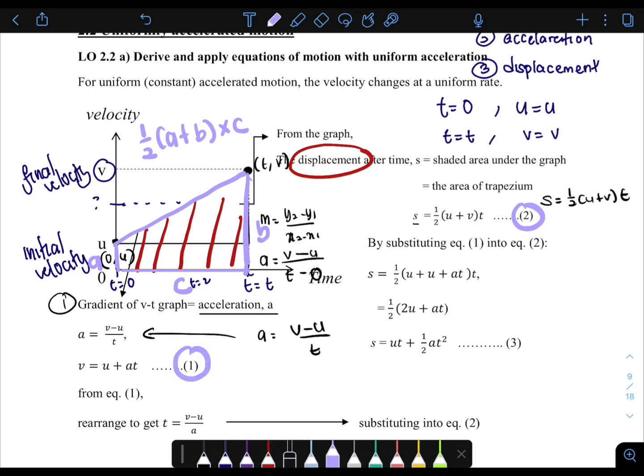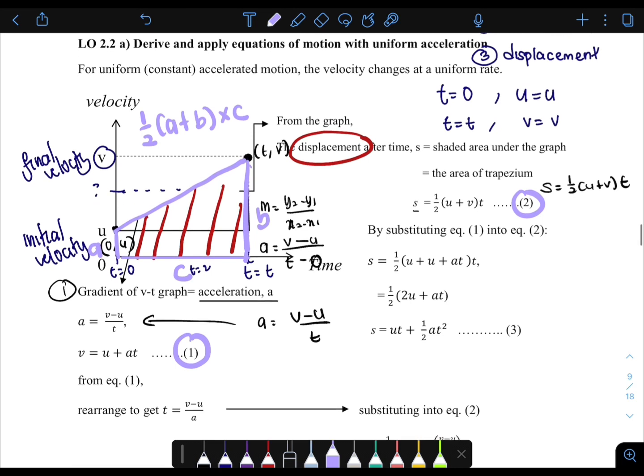So we have already found the first equation, V equals U plus AT, based on the gradient. Second equation, S equals half (U plus V) multiplied with T, which is from the displacement of the graph. And next, what we are going to do is substitute the equation 1 that we have obtained into equation 2. So I'm going to rewrite equation 2 as S equals 1 over 2 (U plus V) multiplied with T. And my equation 1 was V equals U plus AT.